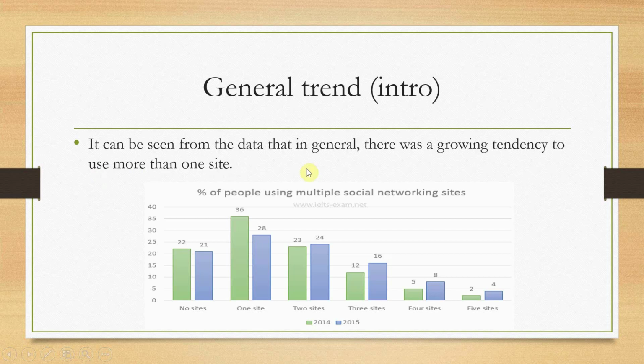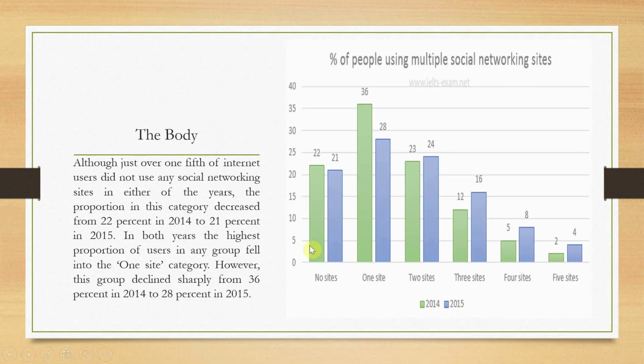As you can see in the bar chart, there's a growing tendency from 2 sites until 5 sites. So you can say the general trend here: it can be seen from the data that in general, there was a growing tendency to use more than one site. And in the body, you can highlight the significant data.